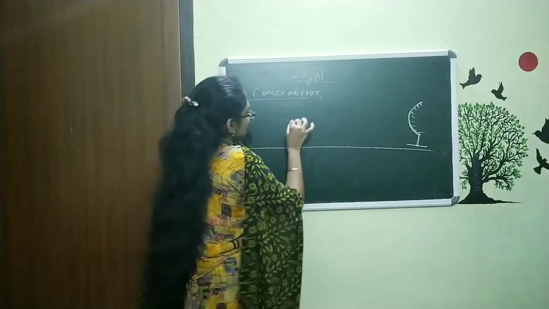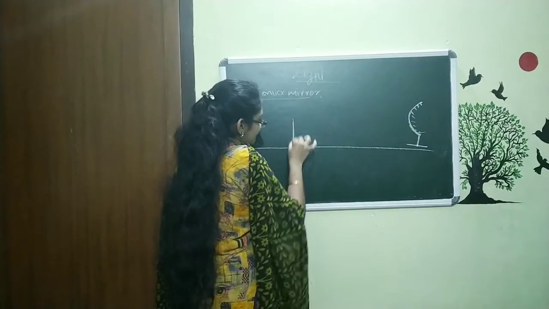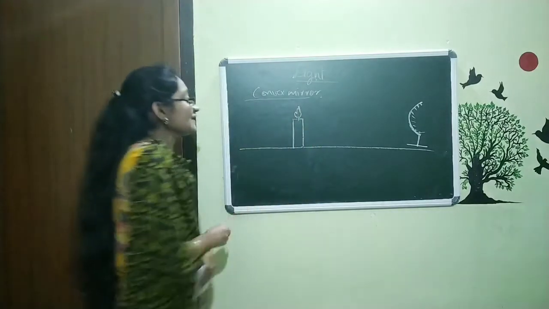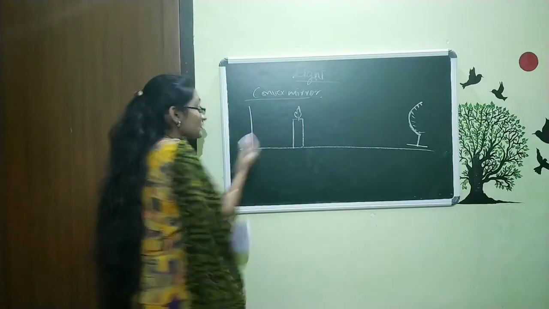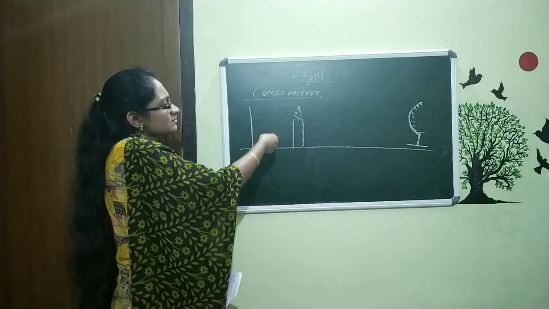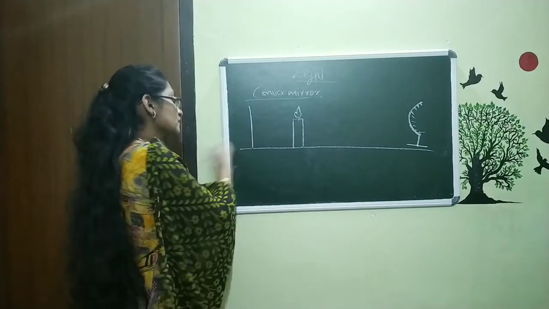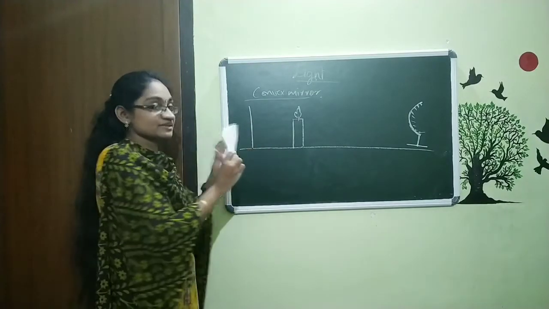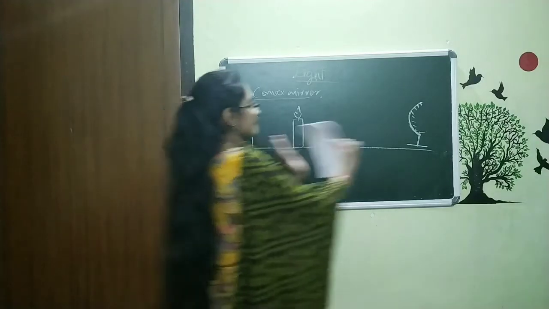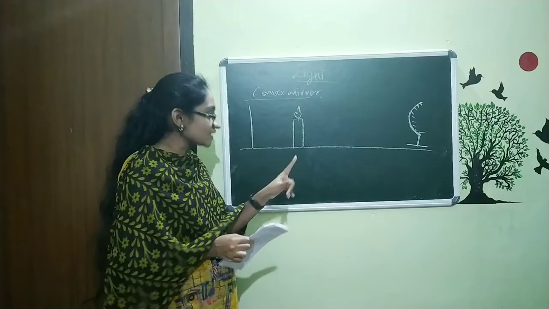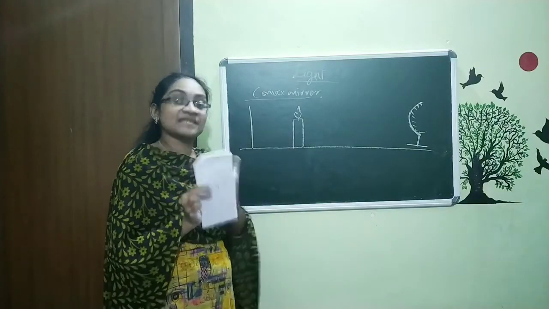I want to place the object here and also I have the screen. Now the thing is this, I am just placing this object somewhere, anywhere, far, near, and just trying to focus this image on the screen. Suppose this is our screen and I am trying to focus this, but it is not possible to focus the image on our screen.